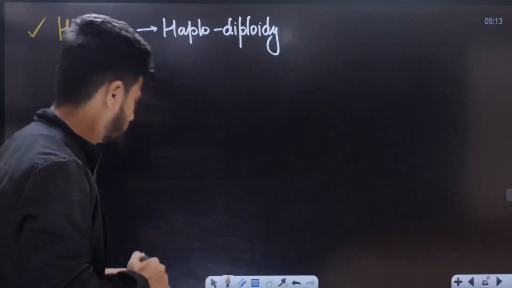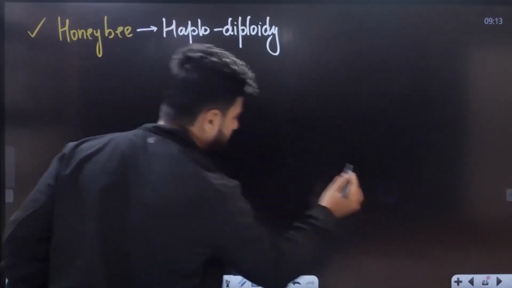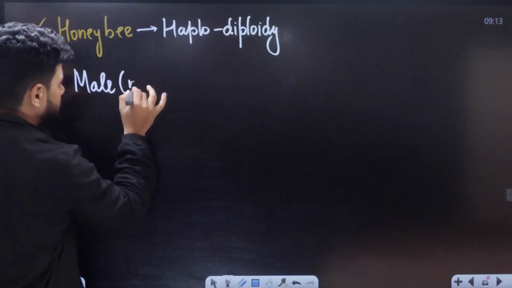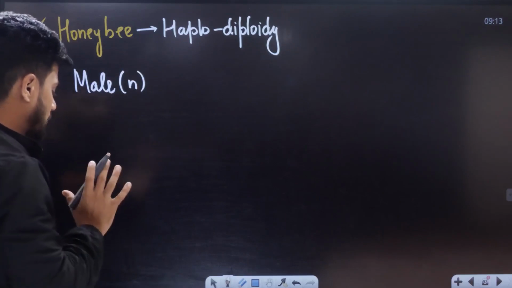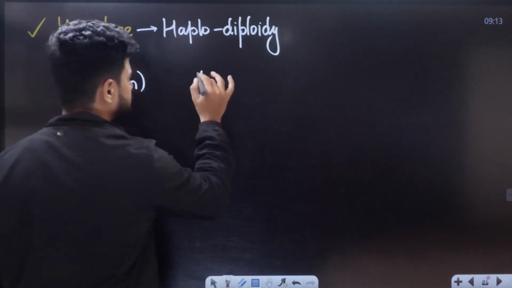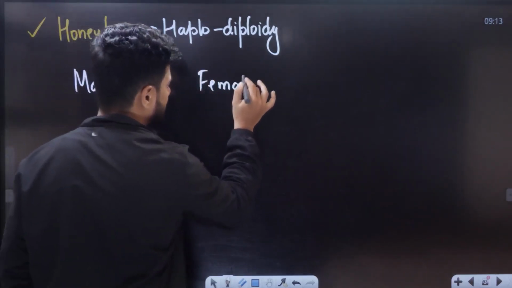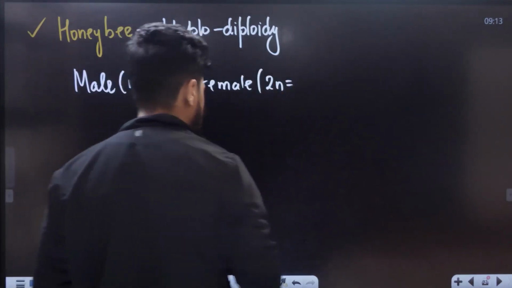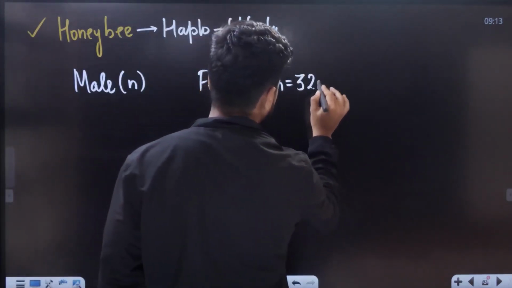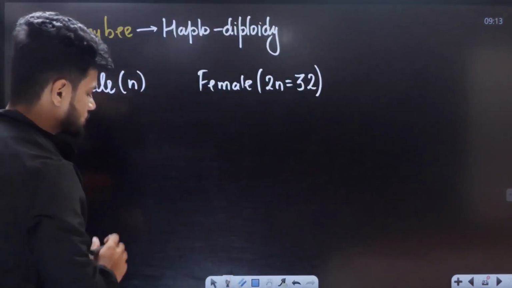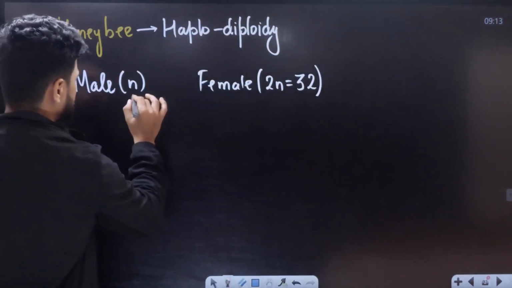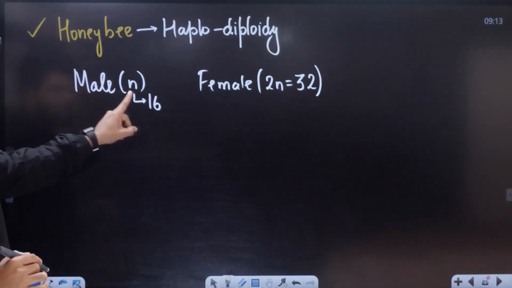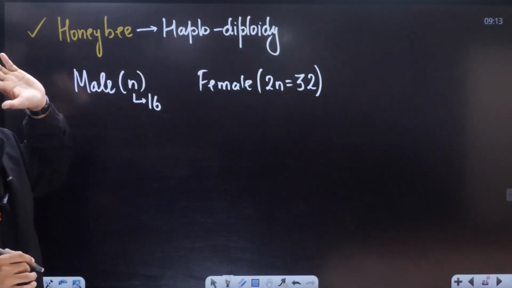For example, let's take here, usually males are completely haploid here, while the females are diploid. Here 2n is equal to 32 chromosomes. Here 16 chromosomes, right? 16 chromosomes. So males are haploid, females are diploid here always.